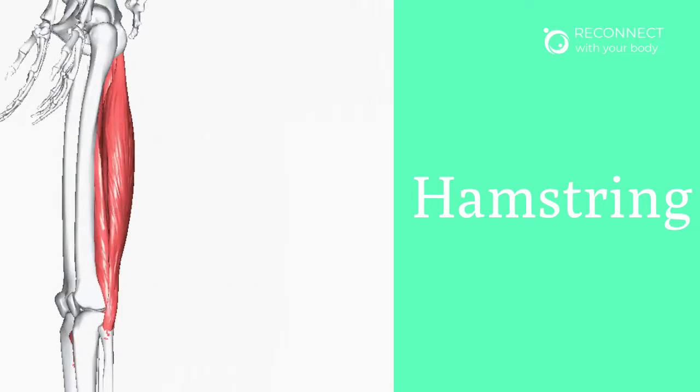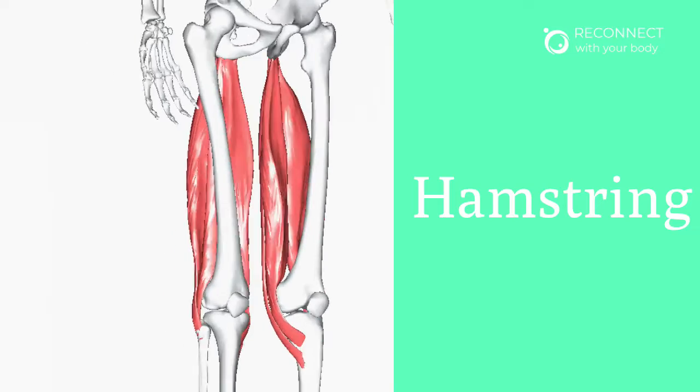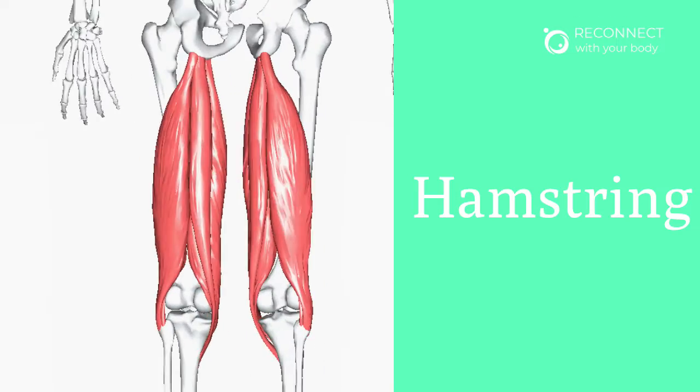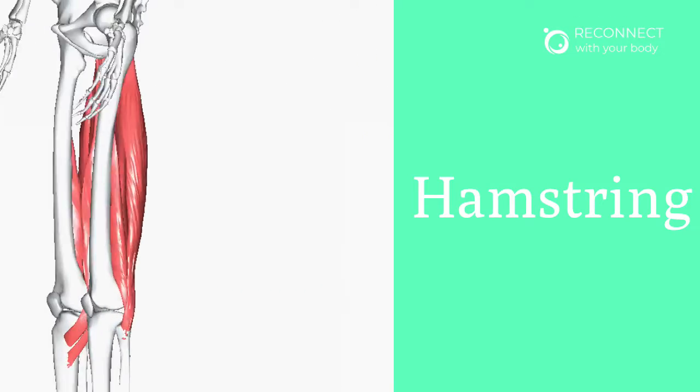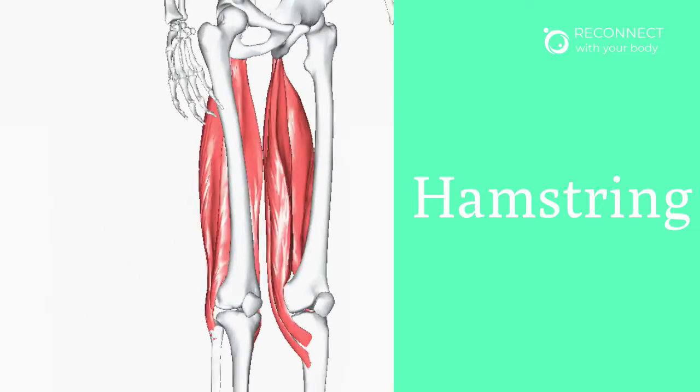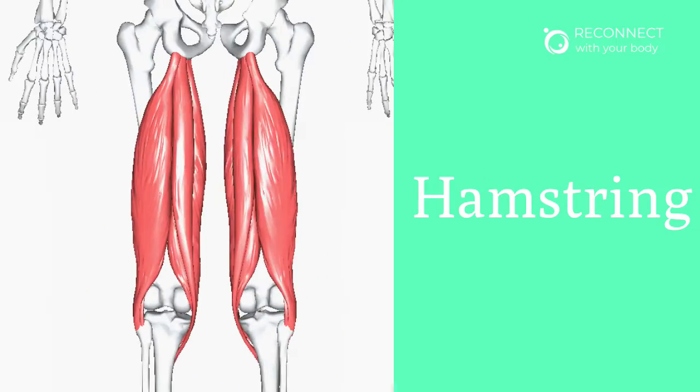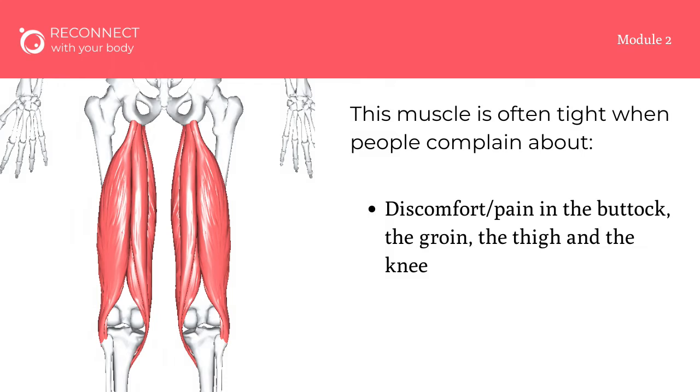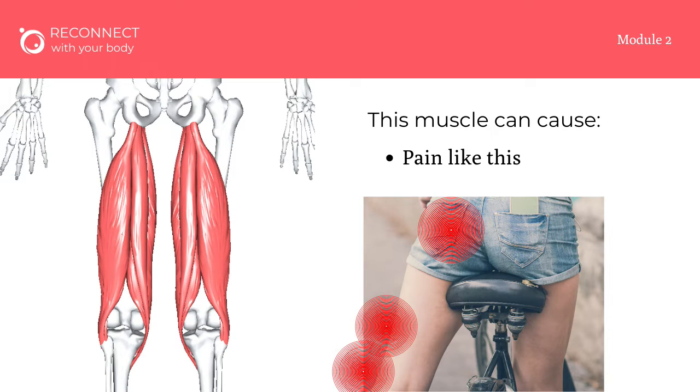Hamstrings are not a muscle name, but the name of a muscle group, like the name of a band. When people can't do a forward bend well because of tight legs, they mean tight hamstrings. This muscle is often tight when people complain about discomfort or pain in the buttock, the groin, the thigh, or the knee. And when you get a hyper-irritable spot, aka trigger point, it can cause pain like this.